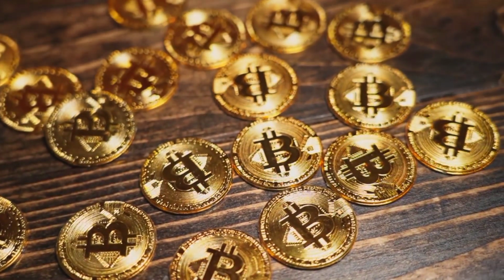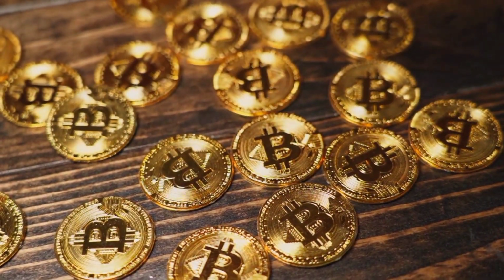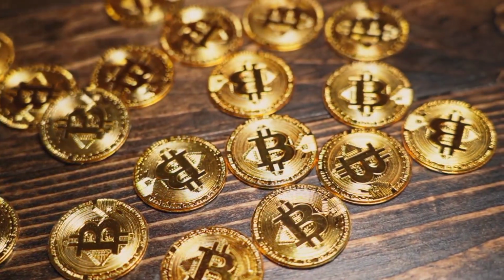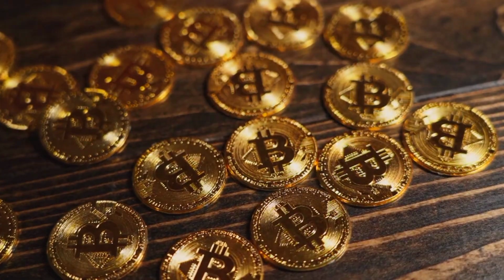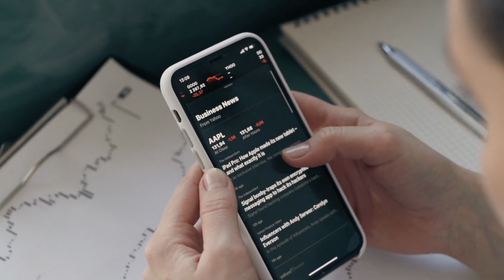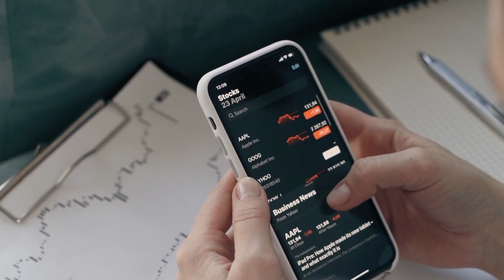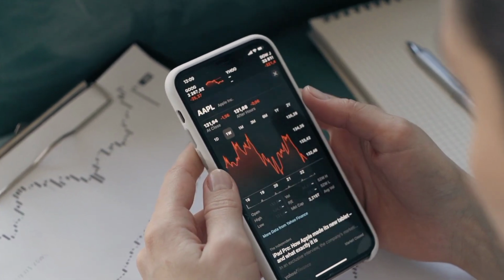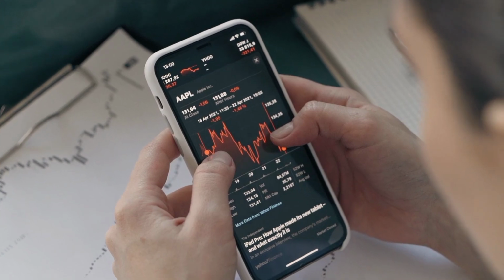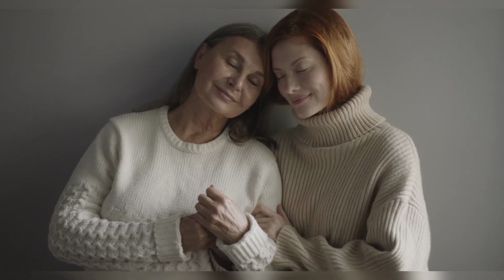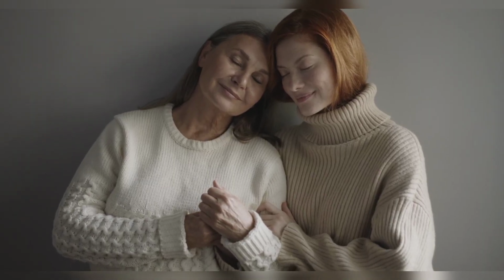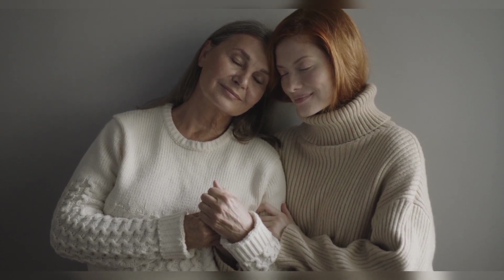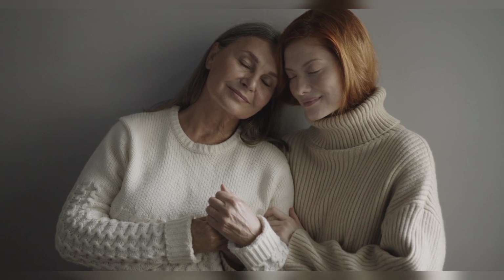8. Cryptocurrency. Cryptocurrencies like Bitcoin and Ethereum have become popular investment options, but they are also associated with high volatility and risk. 9. Commodities. Investing in commodities like gold, oil, and agricultural products can potentially provide diversification and protection against inflation. 10. Retirement accounts. Investing in retirement accounts like 401ks and IRA can provide tax benefits and long-term growth potential.